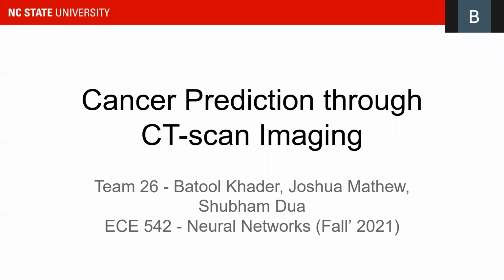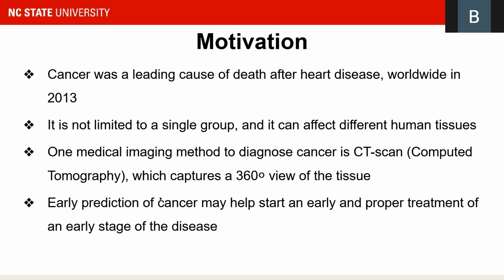Hello and welcome. In this presentation, we will go over our final results for our final project, cancer prediction through CT scan imaging. This is Team 26, consisting of Batul Kader, Josh Matthew, and Shapam Dua.